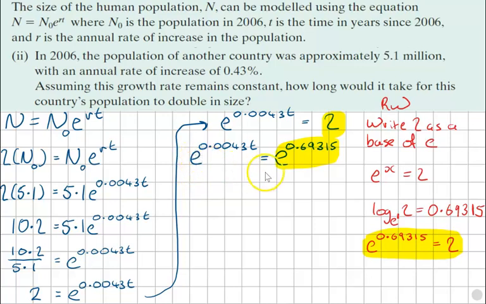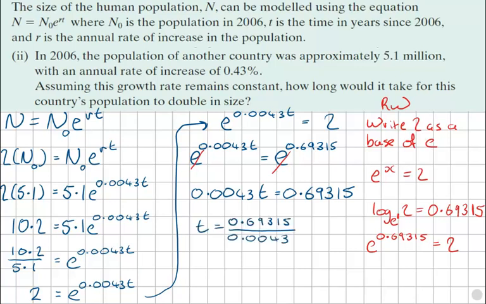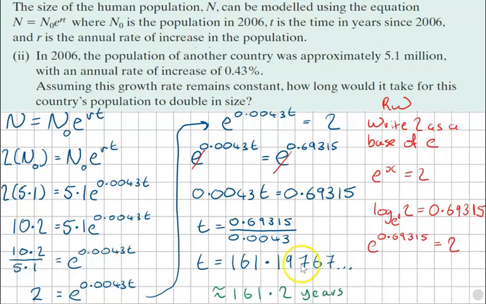And now we can equate, our e's are the same on both sides, our bases are the same. So we can cancel out the e's and we can equate our powers. So we have 0.0043t is equal to 0.69315. Now solving for t, dividing both sides by 0.0043 gets the t on its own. So we get 161.19767, which rounds off to 161.2 years.